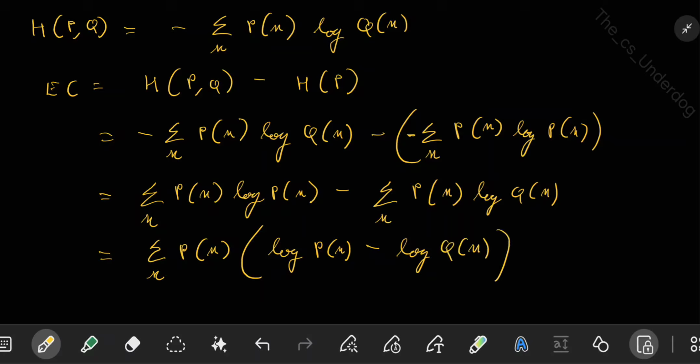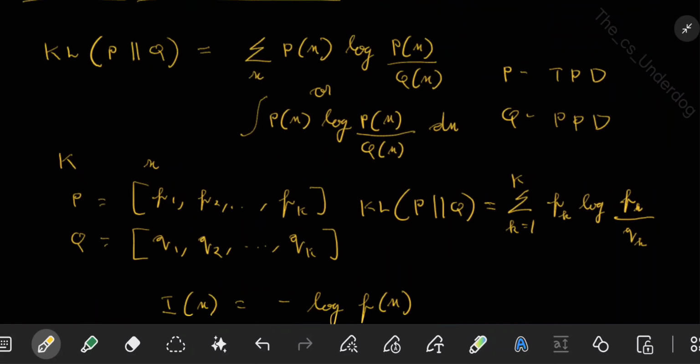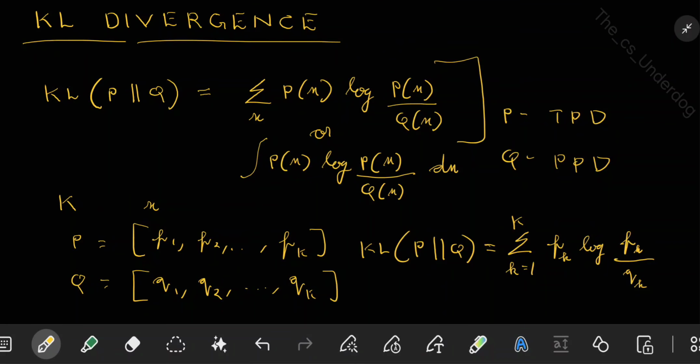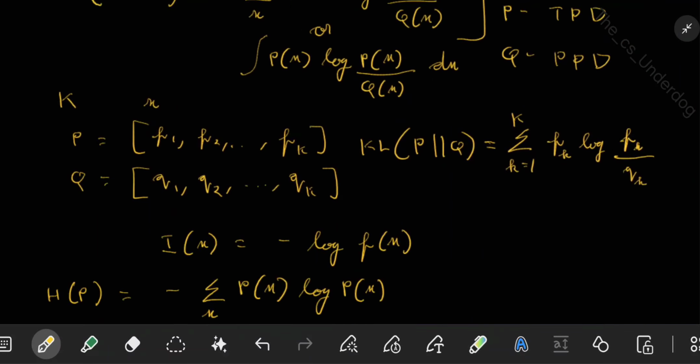And what is the better way to represent? Log A minus log B is log A by B. So instead of writing this, I can write log P of x by Q of x. So this is the KL divergence formula, what we wrote in the beginning. This formula is exactly same as what we derived here. So this is how the logic of KL divergence comes up.